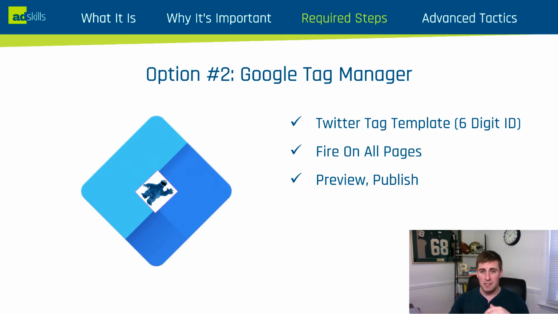If you already have it implemented, I'm going to show you here in just a second how to actually install your Twitter tag. What you're going to need for this is the 6-digit ID I showed you earlier inside of your code. You're going to create a tag that's going to fire on all pages using the Twitter template that I'll show you. And then finally, you're going to preview, make sure it's working, and then publish it to your site. So let's head over to Tag Manager, and I'll show you how to deploy your Twitter tag.